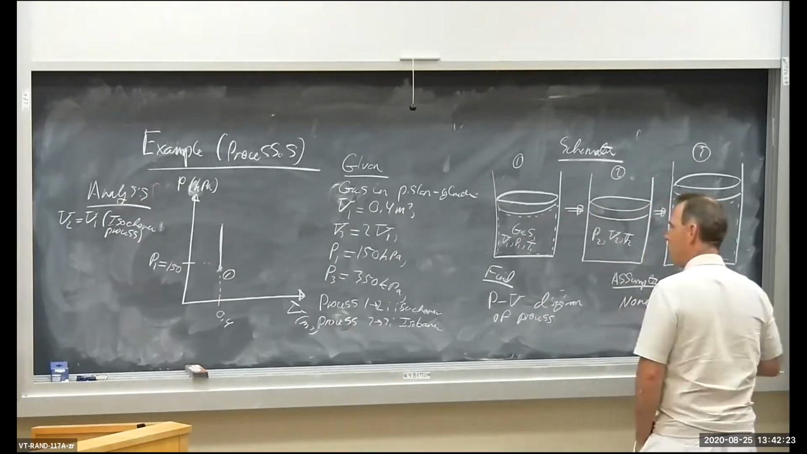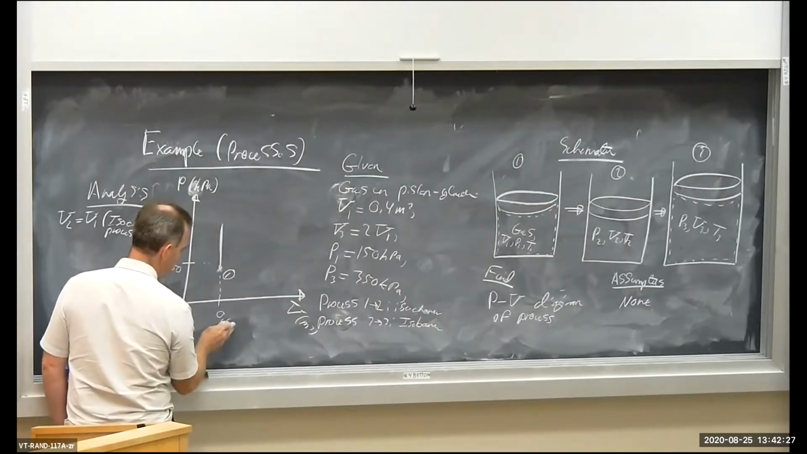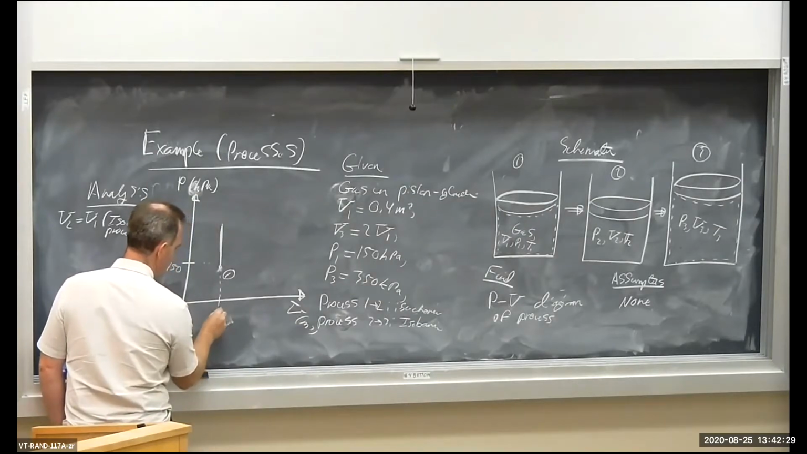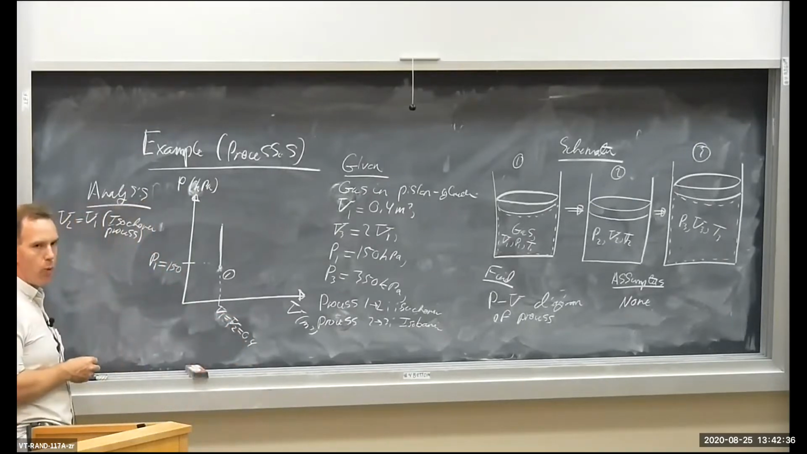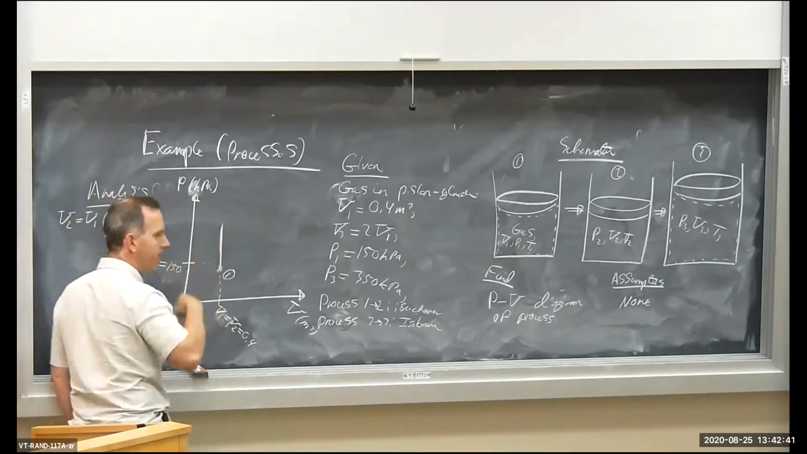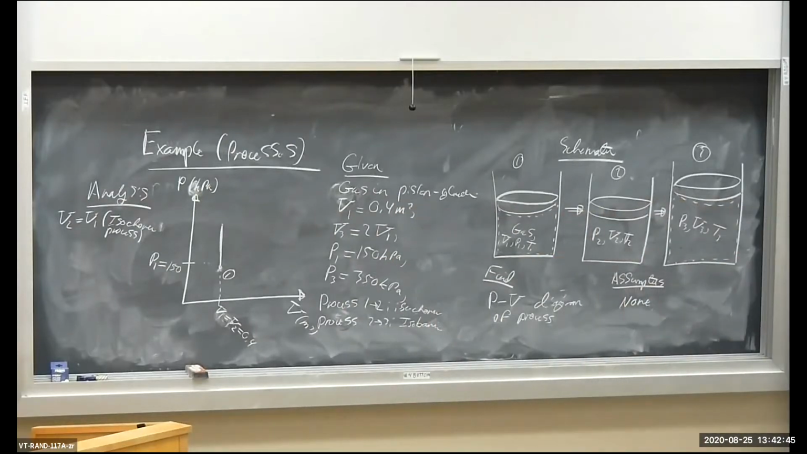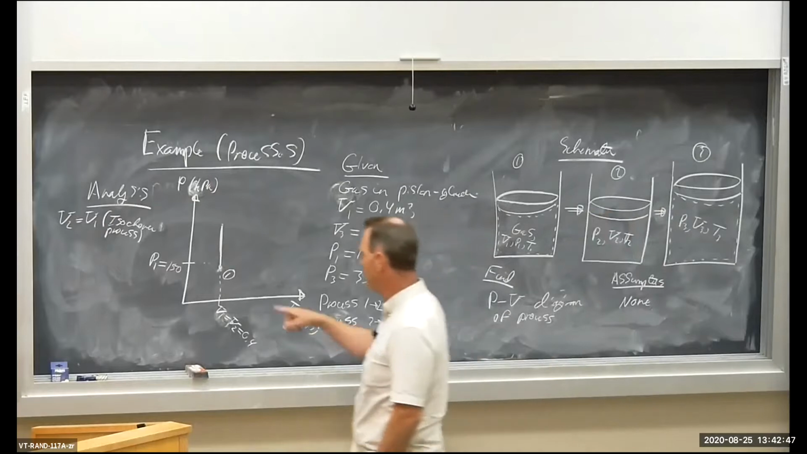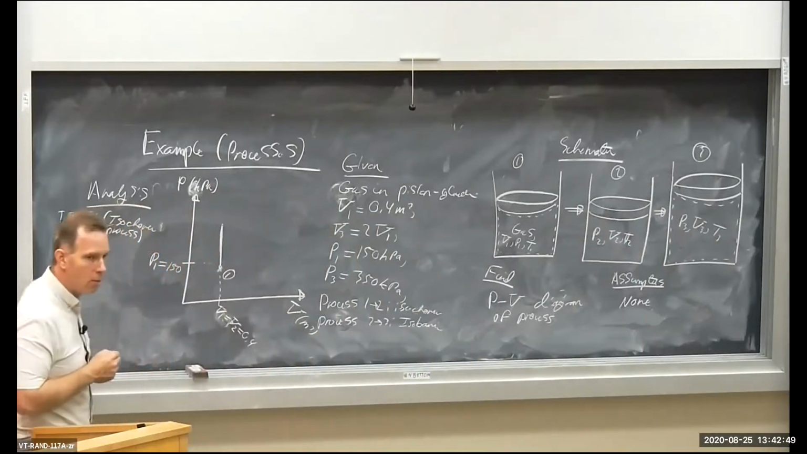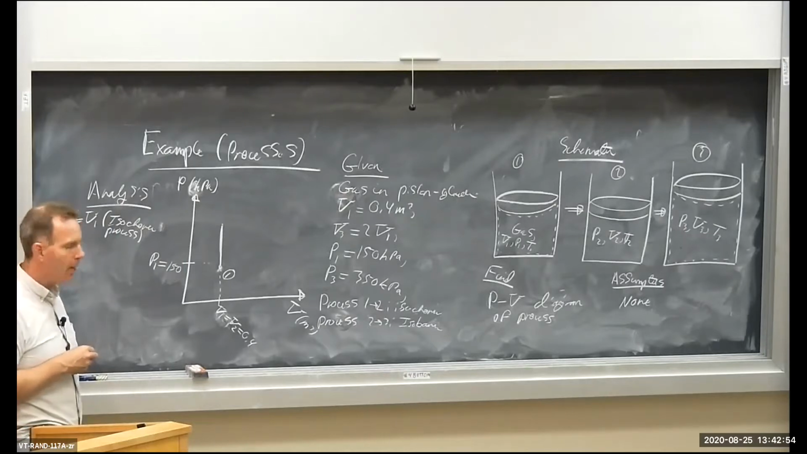Now the question is, what is P2? So this is V1, which is equal to V2, which is 0.4 cubic meters. The question is, what's P2? How far do I go up vertically, or down? I suppose pressure could fall. Where do I go vertically on this PV diagram?